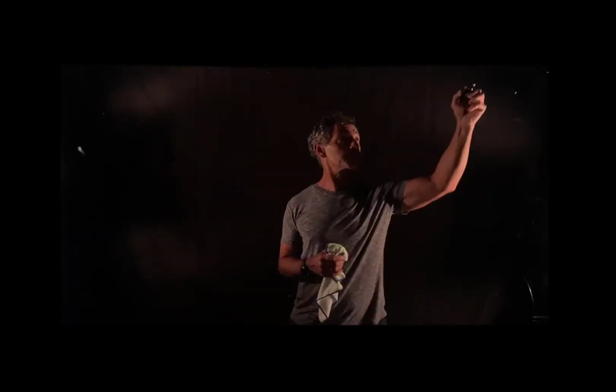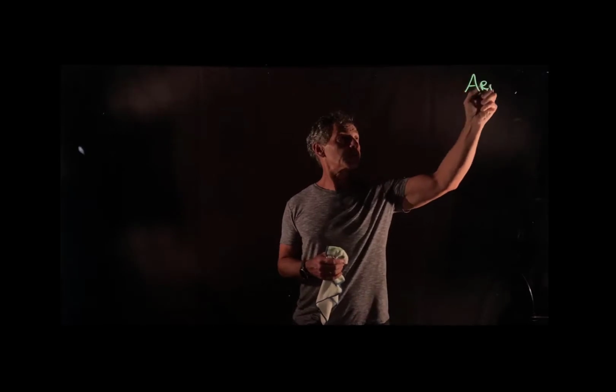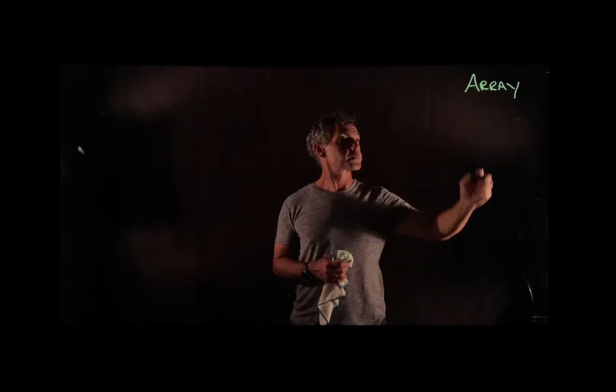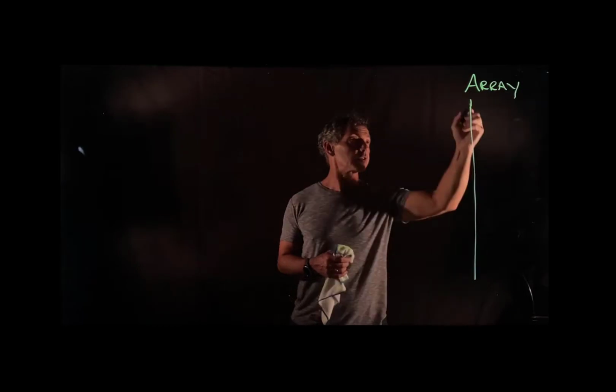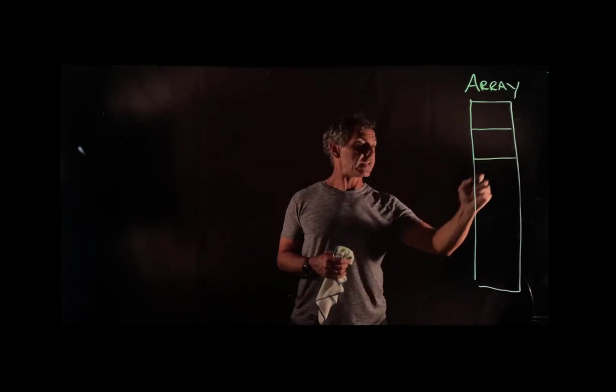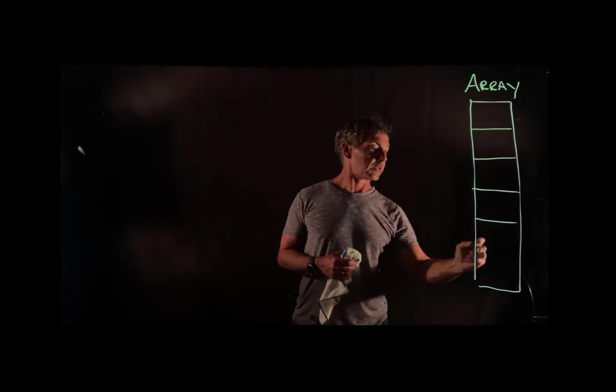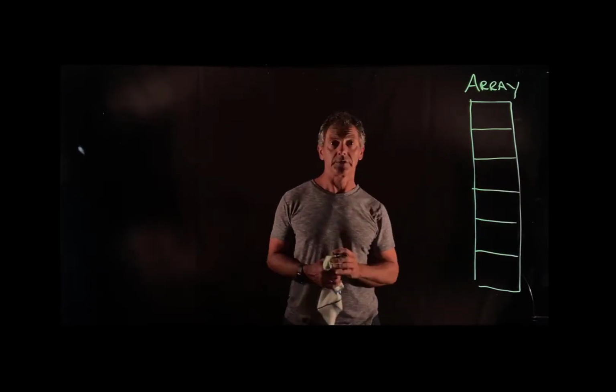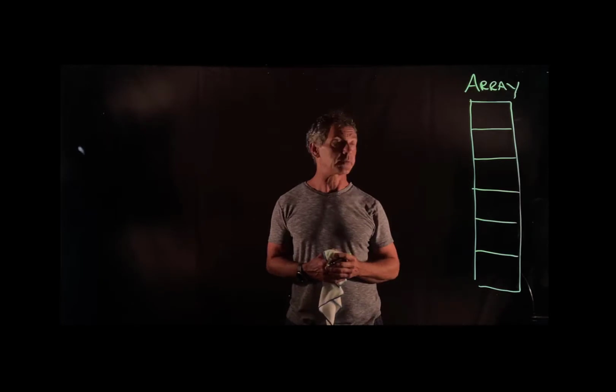What's an array? An array is simply a list of values. Those values can be numbers. They can be dates. They can be words. You can store all kinds of things in an array.